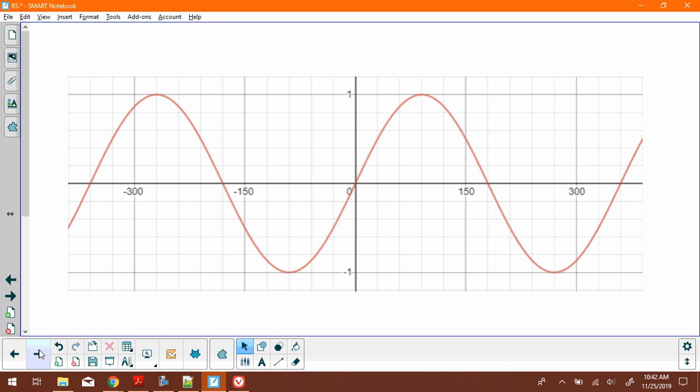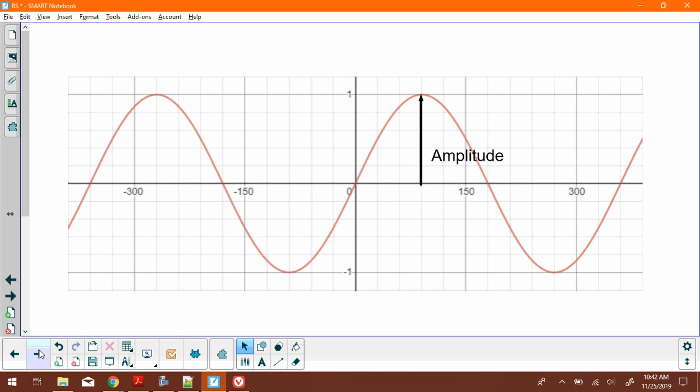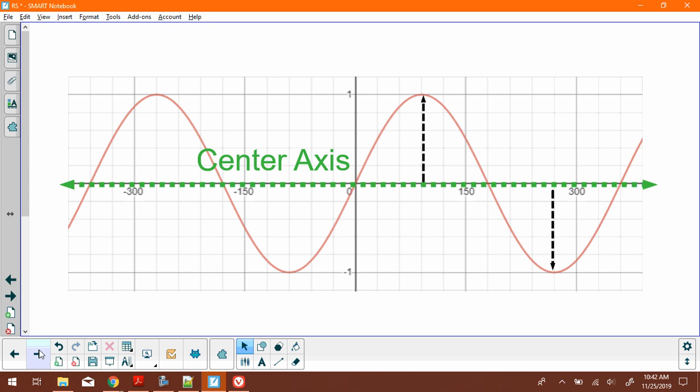We graph in sine and cosine. Sine starts at the center line. Cosine starts at a peak. Center, trough, up, repeat. The period of both functions is by default 360. Amplitude is half the height of the curve. Period is the distance of the cycle. Peak point is when the curve gets up there. Trough point is when the curve gets down there. Center axis is half between the peak and trough.